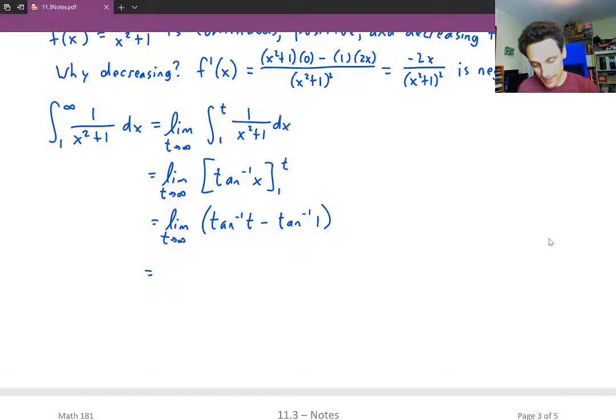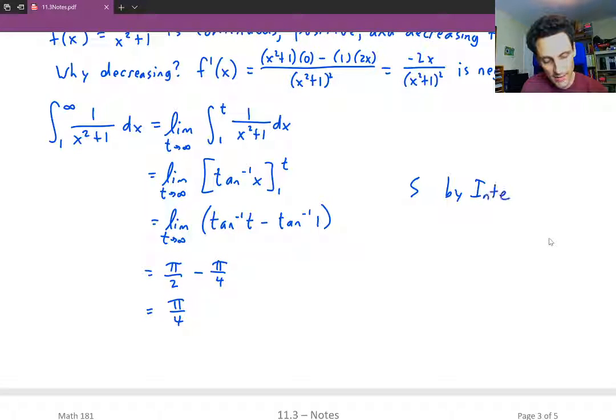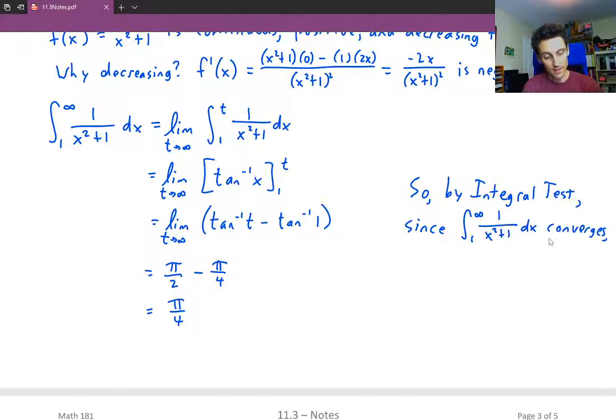As t approaches infinity, inverse tangent is going to pi over 2. Remember, it has those horizontal asymptotes at pi over 2 and negative pi over 2. Going to the right, it approaches pi over 2. Then inverse tan of 1, that's pi over 4. So ultimately we get pi over 4. So we can say by the integral test, since the integral from 1 to infinity of 1 over x squared plus 1 dx converges, actually it converges to pi over 4 more specifically.